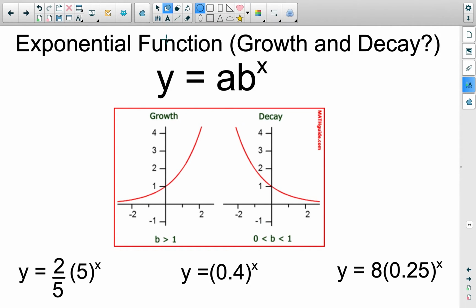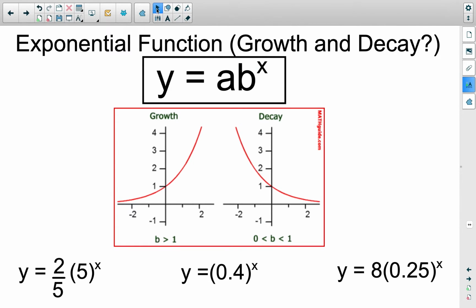So the format you're going to want to be familiar with here is y equals a times b to the x, and knowing that if it grows, your b, you can see down here, is going to be greater than 1, so that's going to give it a ratio of more than 100%. So if b is 2, for example, it might double over time, grow by 200%. And if a is 1, your y-intercept, your initial value, is going to be at 1. You can see that on both graphs.